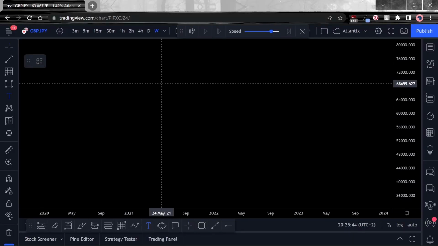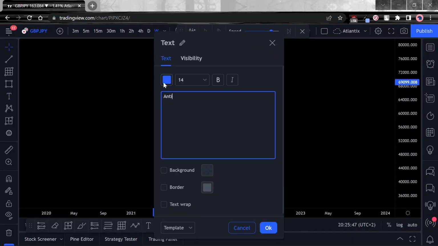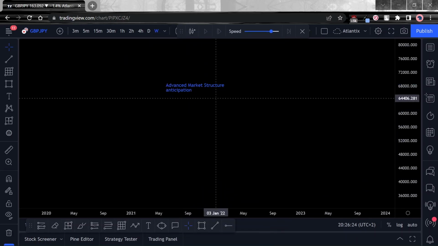Advanced market structure. So I hope no one gets intimidated by the content that we did in the previous video and think that maybe since it's now advanced, it's even more difficult. No, there's only one new concept that we'll be talking about in this part of the session, and that concept is called anticipation.